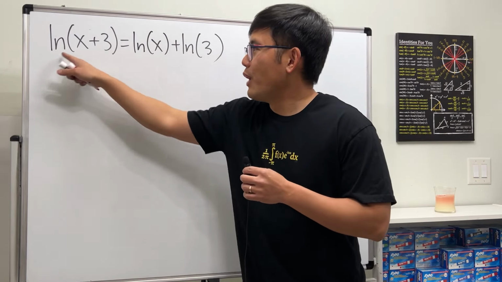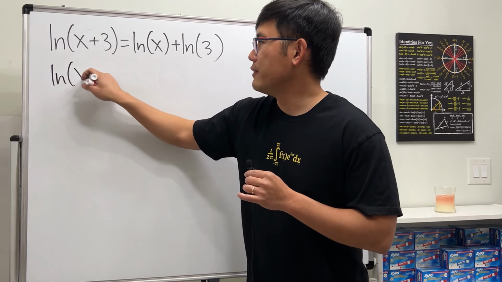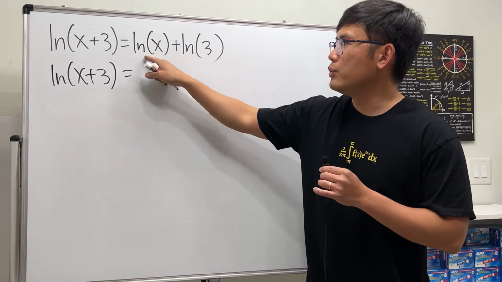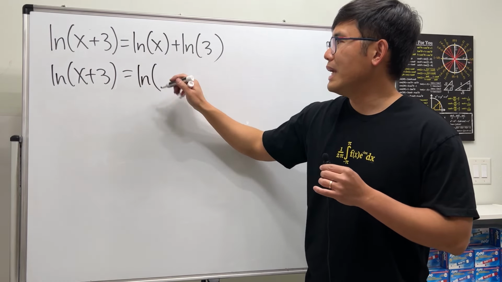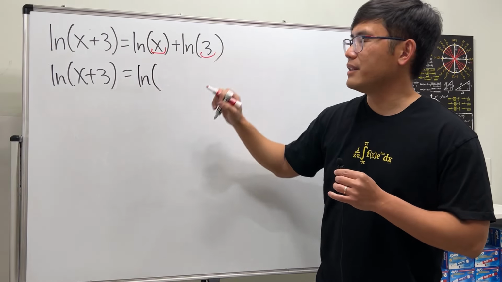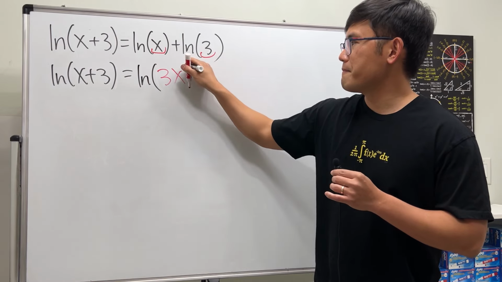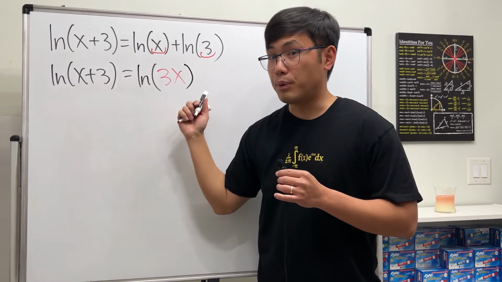correctly. Right here, there's no way to break it apart, so we leave it. So this is ln of x plus 3. But on the right hand side, when we have a sum of two ln's, we can combine them into just one ln. All we have to do is multiply the insides together. So the right hand side is ln of 3x. Yeah. And now this is very good because now we have the ln on both sides.